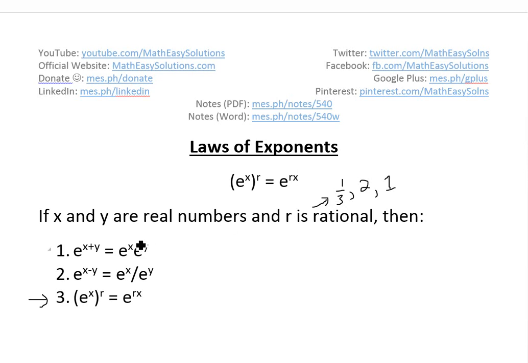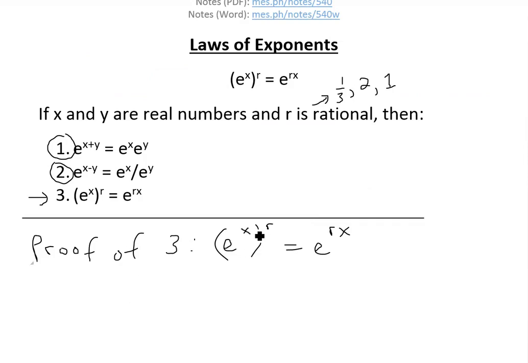And then basically you have e^(x+y) equals e^x times e^y, but if it's a minus, you just divide. I did 2 videos on this in my last videos on proofs of these, so make sure to watch those, and today I'll go over this one right here. Now the proof of this one is pretty straightforward.